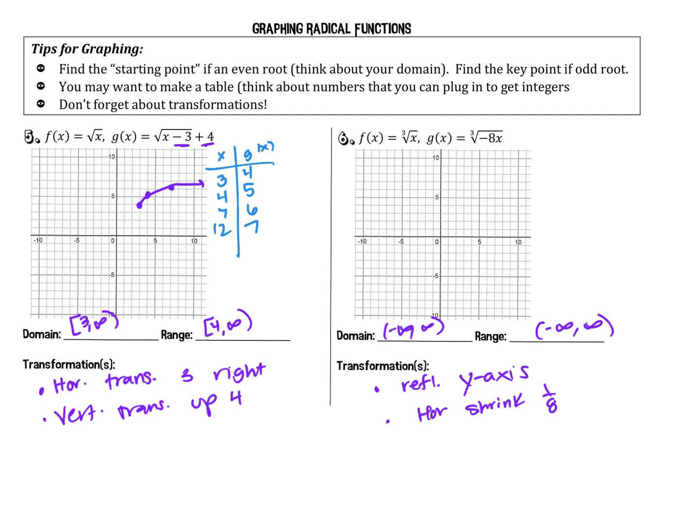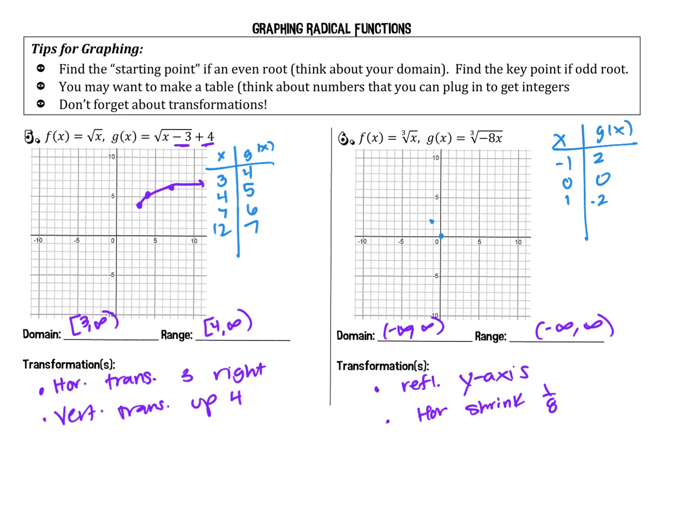Now, again, you can either use the parent function or you can make a table of values and plug in numbers. I'm going to go ahead and set up the table for you. Hopefully you already did this on your own. So I'm going to start with just these values, -1, 0, and 1, and then I'm going to see what else I might need in order to just have enough points to make my shape here. So if I plug -1 in, I'm going to get the cube root of 8, which is 2. So (-1, 2). If I plug in 0, I'm going to get 0. If I plug in 1, the cube root of -8 is -2.